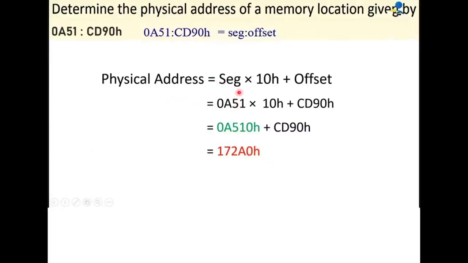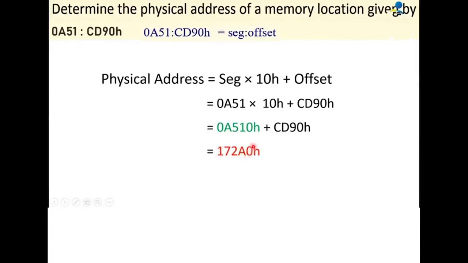So now segment address is given, that is 0A51. So 0A51 into 10, and offset address also given, CD90. Put that value CD90. Then after multiplying we will get 0A510. Then add this CD90 with this. Finally we will be getting 172A0.